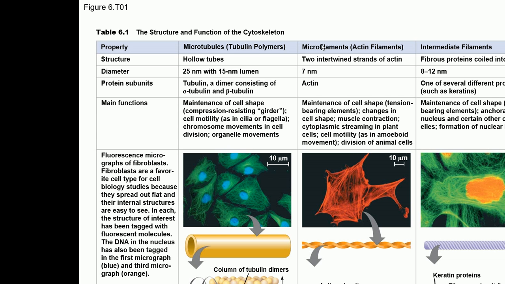Then microfilaments, they are the thinnest protein filaments which make the cytoskeleton. They are basically two intertwined strands of actin. The protein involved in microfilaments is actin, and you can see these are two intertwined strands of actin. They are involved in muscle contraction. They are also involved in cytoplasmic streaming.